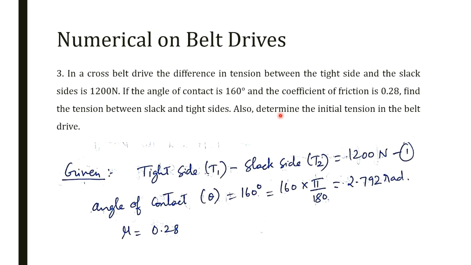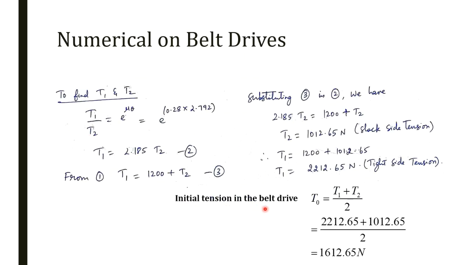What you need to find out? Also determine the initial tension in the belt drive. What is initial tension in the belt drive? It is given by T0 is equal to T1 plus T2 by 2. It is just the average of two tensions. Just substitute the values, 2212.65 plus 1012.65 by 2. Your value will be 1612.65 Newton. That is the initial tension in the belt drive. So this is how you will solve to find the initial tension, and then tension in the slack side, and then tension in the tight side.